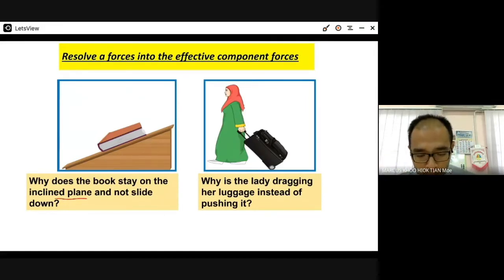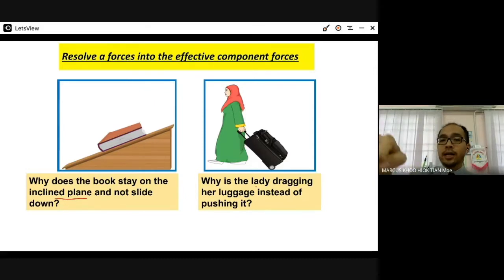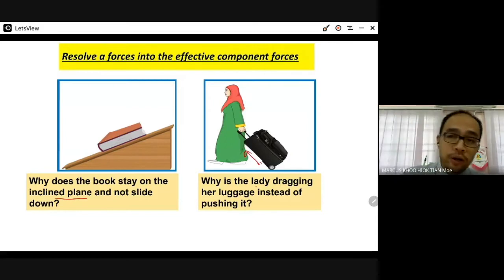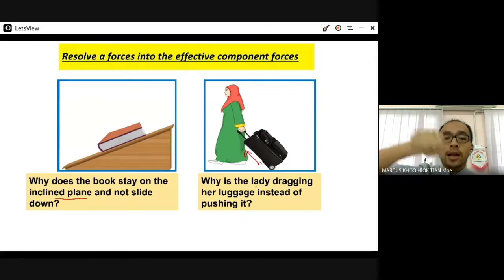Why is the lady dragging her luggage instead of pushing it? If you have ever carried luggage, nobody would push the luggage forward while walking, especially at this angle. Usually if you have an angle, you must pull, and that's very logical. I don't think I've ever seen anybody who, with an angle, pushes it back to the front. It's very illogical. So usually we will pull back.